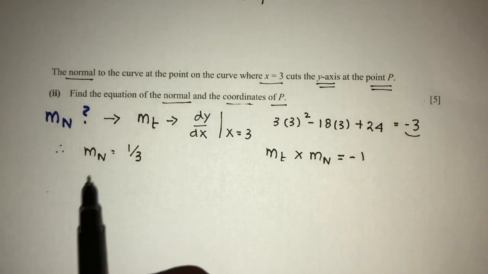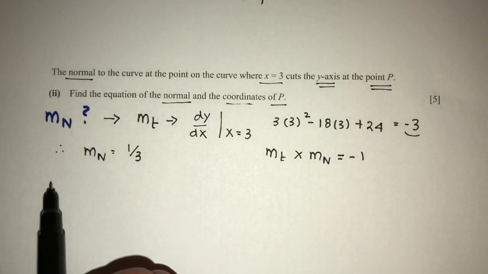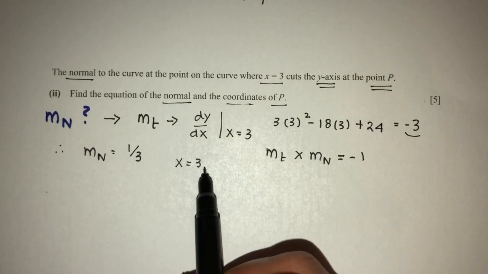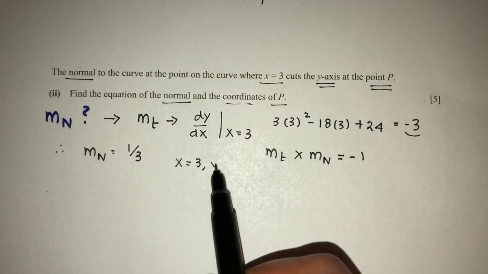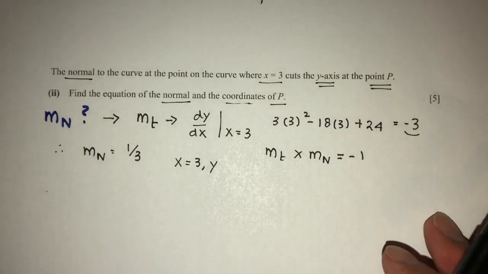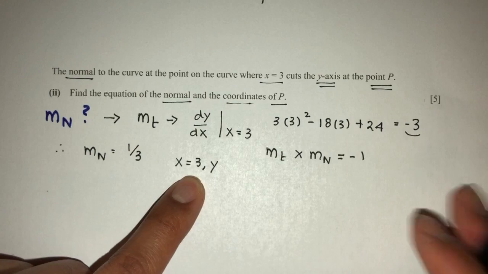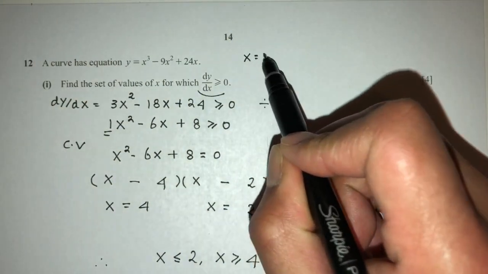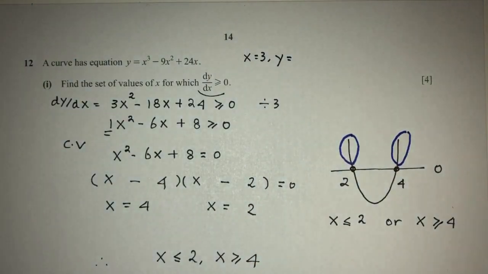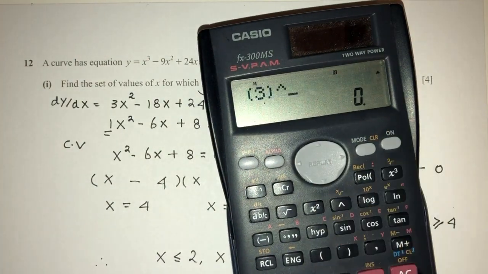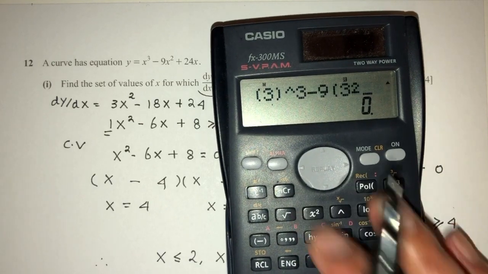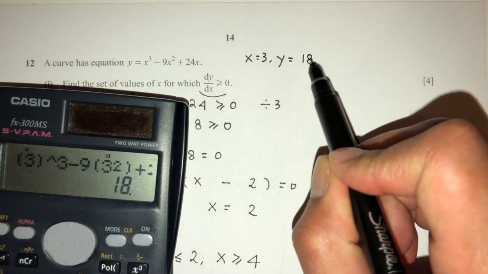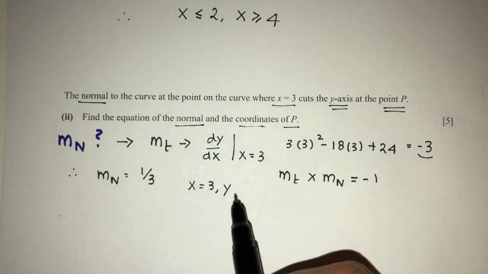Now, to find the equation of the normal, we have to find the point, the passing point. We know x is equal to 3, that is the coordinate. We have to find the y value as well. So to find the y value, we have to replace the x value on the curve, which is this one, right? So let's do that. When x equal to 3, what is the value of y? So let's find out. That will be 3 power 3 minus 9, 3 square, plus 24 times 3. That will be 18. So the passing point is (3, 18) for this one.